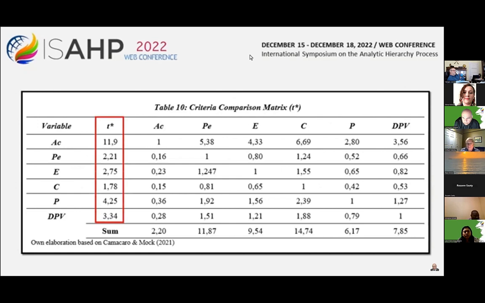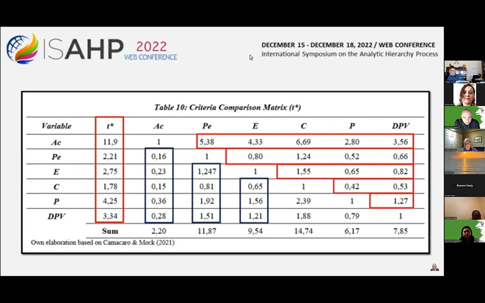To complete the table, each t of each variable is divided by the t corresponding to the variable being compared and its reciprocal is determined. This completes the criteria comparison matrix.